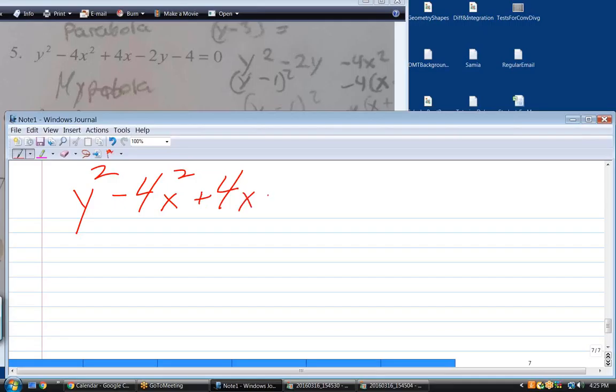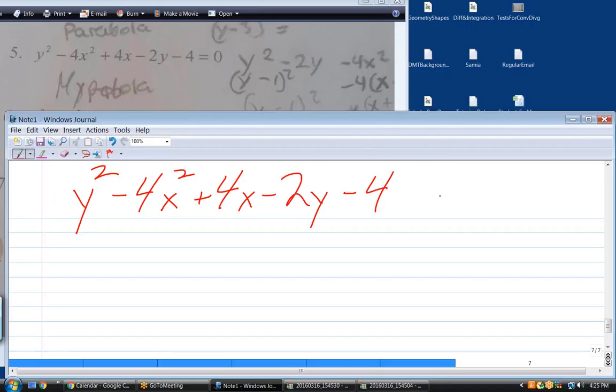Why is this a hyperbola? Because it has a different sign. What if I had that? What would it be? Would that be an ellipse? Yes. In other words, if I have a negative sign in front of the y squared and in front of the x squared, my first step is to divide everything by minus 1, and then I have y squared plus 4x squared, which is an ellipse. Okay? Sometimes they'll get tricky and give it to you like that.